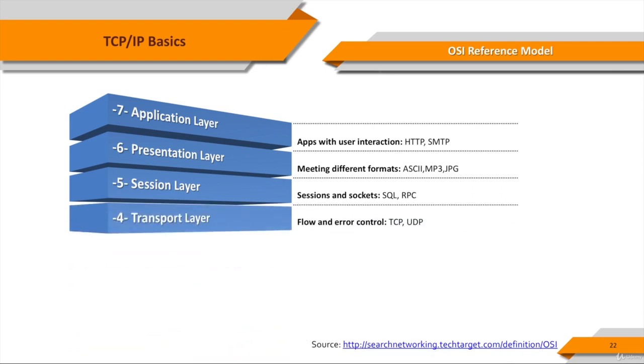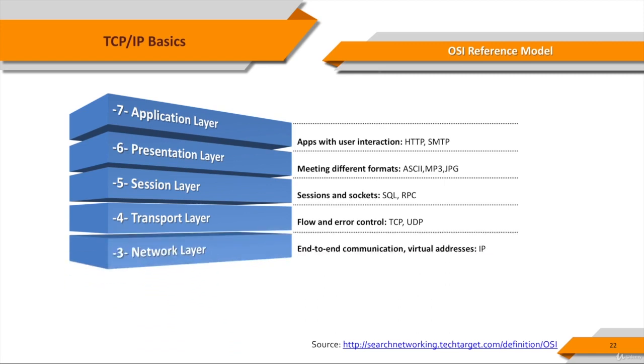Layer 4, the transport layer. This layer manages packetization of data, then the delivery of the packets, including checking for errors in the data once it arrives. On the Internet, TCP and UDP provide these services for most applications as well.